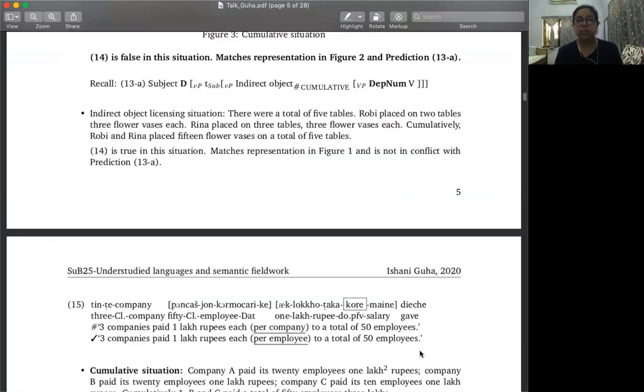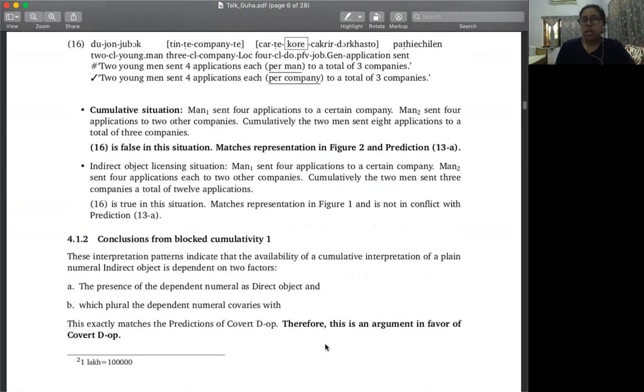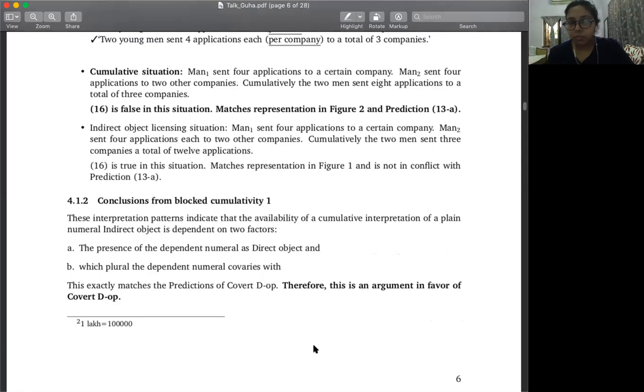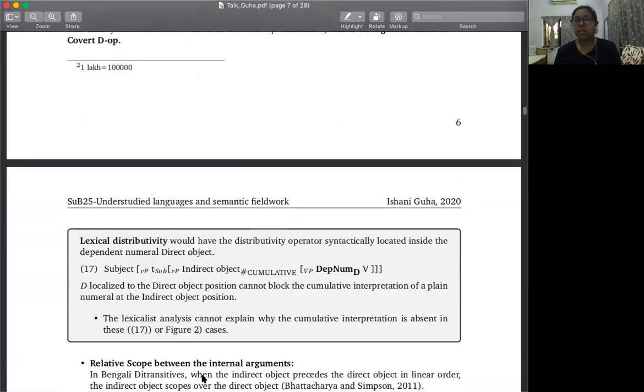The same can be shown by other ditransitive examples. These interpretation patterns indicate that the availability of a cumulative interpretation of the plain numeral indirect object is dependent on two factors: A, the presence of the dependent numeral direct object, and B, which plural the dependent numeral covaries with. This exactly matches the predictions of covert D op. Therefore, this is an argument in favor of covert D op.